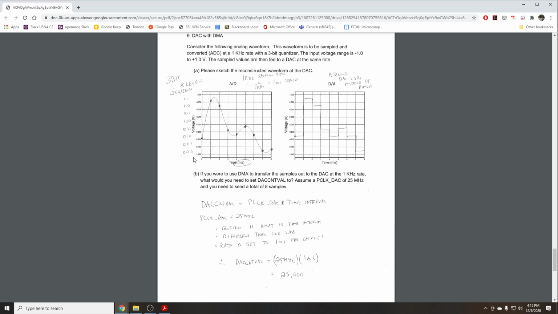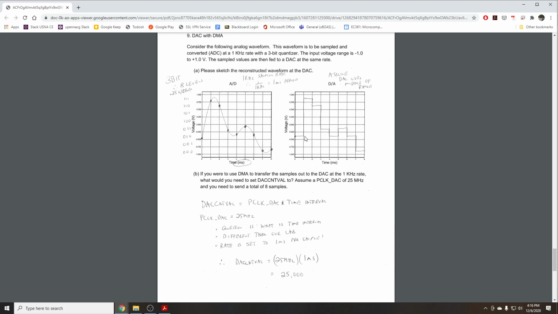That's the digital value. So if I said, what is the output of this in digital words, this would be 010, 111, 110, 011, 010, 010, 110, 100, 000, 000. However, we're asking to reconstruct this as what the DAC would output, and the DAC is basically going to output the middle voltage of whatever range this was in. So in this case, this is a 010.